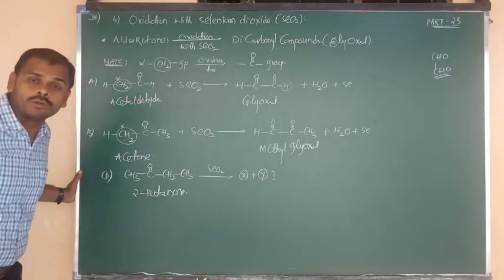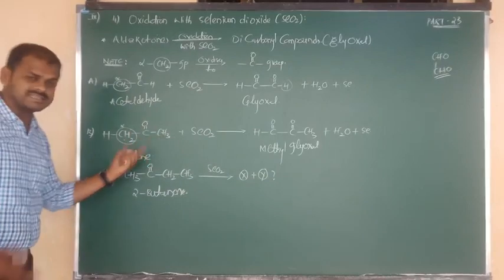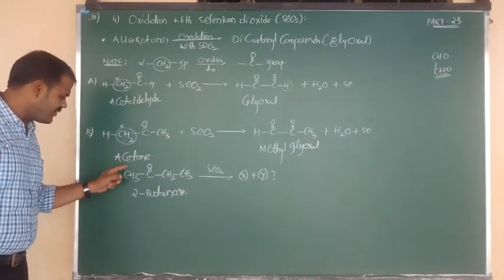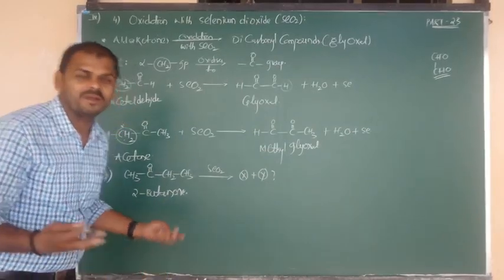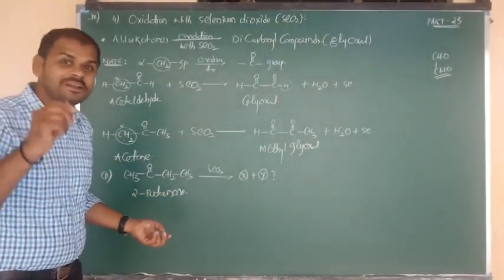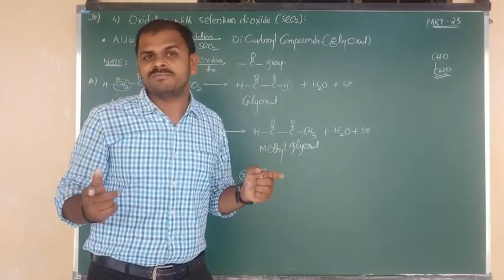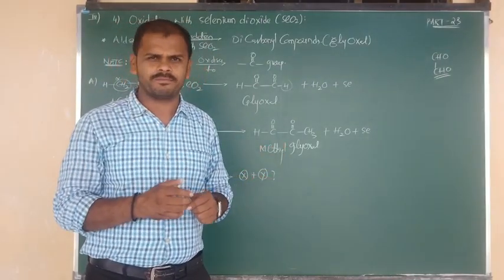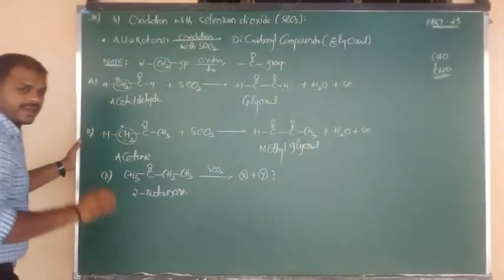Sir, how can you get two products? Listen, here two alphas are there. Here alpha is CH3, alpha is CH2. Both alphas are different, so you will get two products. But of the two products, which one is major and which one is minor, that we are going to decide. Are you ready? Yes. So first of all, listen carefully.